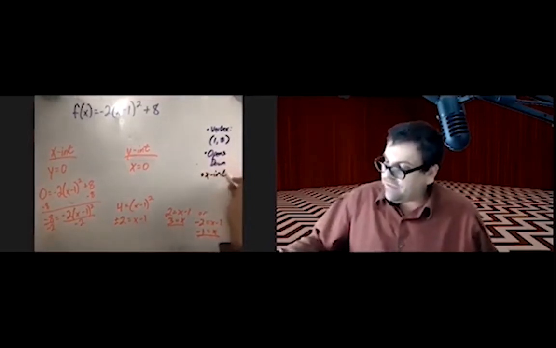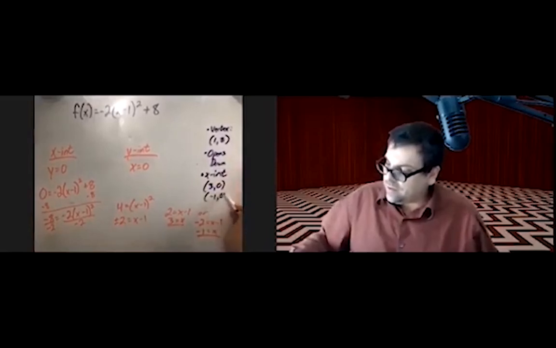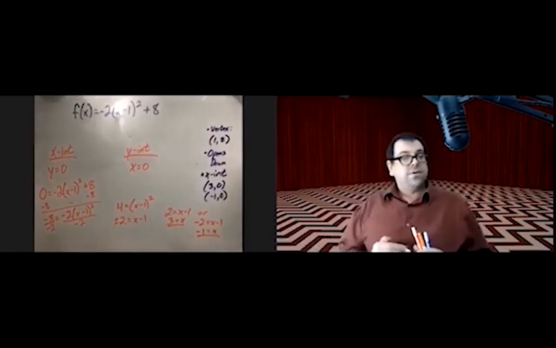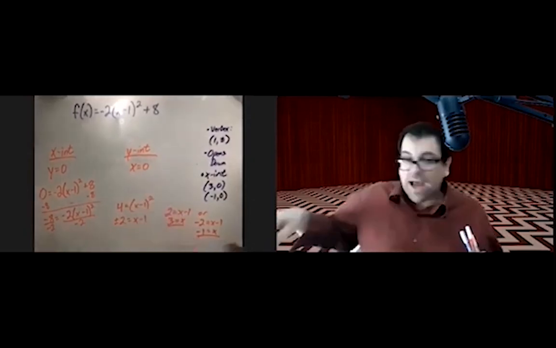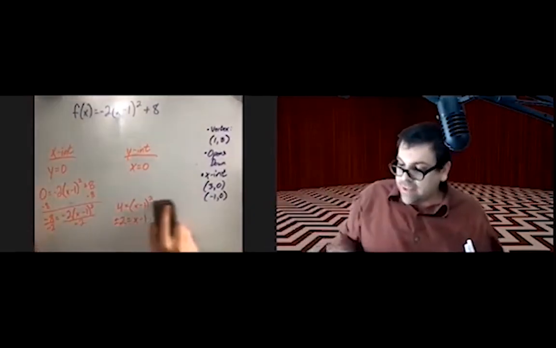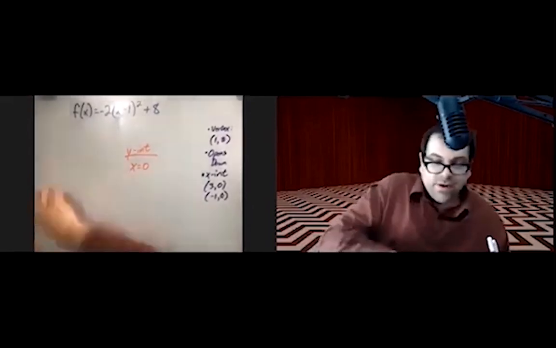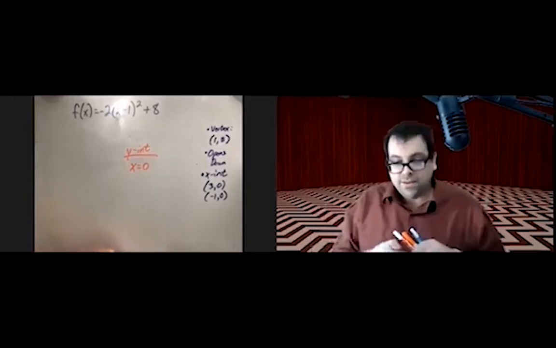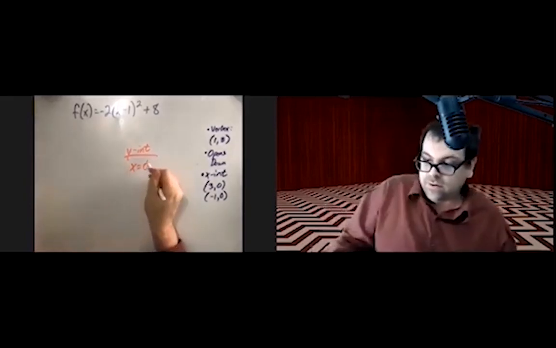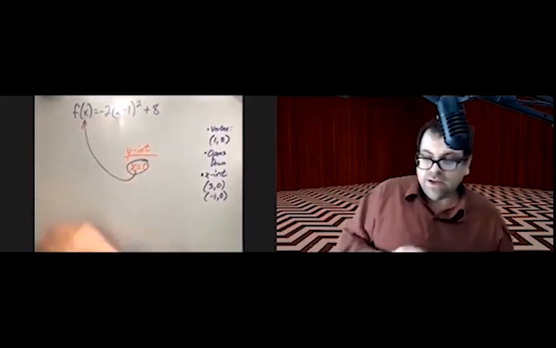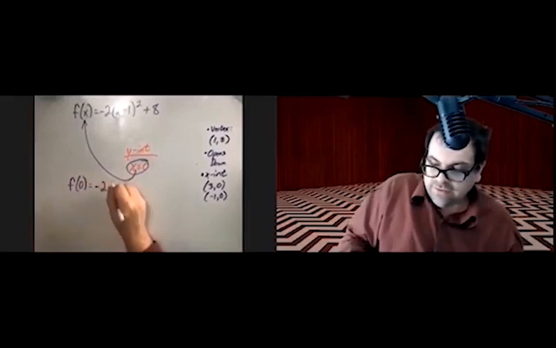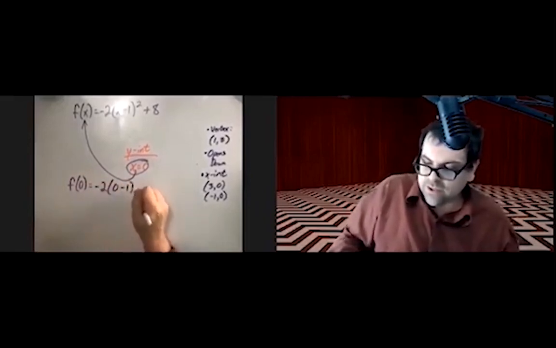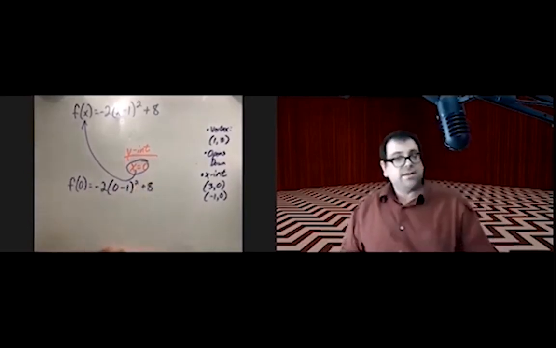The x-intercepts we found are the points 3, 0 and -1, 0. We still have to find the y-intercept. The y-intercept is going to be where x is 0, where we plug in 0. So x equals 0, we're going to plug it in for x. We're looking for f of 0. That's -2 times 0 minus 1 squared plus 8.